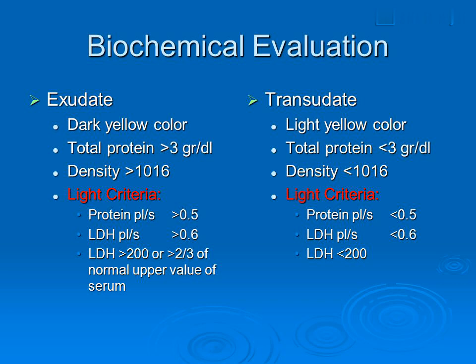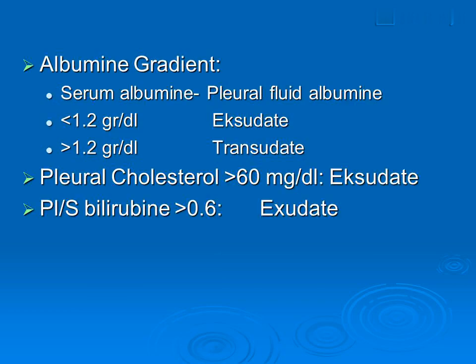Transudate: light yellow color. Total protein less than 3 g/dl. Density less than 1016. Light criteria: protein pleural/serum less than 0.5; LDH pleural/serum less than 0.6; LDH less than 200. Pleural cholesterol greater than 60 mg/dl, exudate.